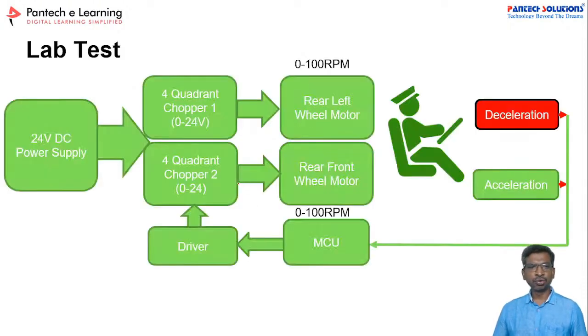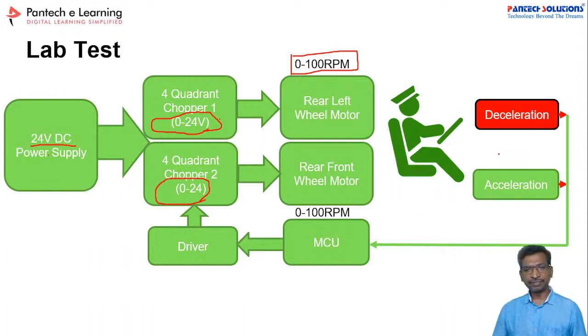Yes. So now in the lab test we kept this. This is the typical rating. We used a 24 volt DC power supply and a 4 quadrant chopper. Chopper 1 will generate 0 to 24 volts, and similarly chopper 2 generates 0 to 24 volts. Both the motors will run at a maximum of 100 RPM. That is the maximum for this voltage range.